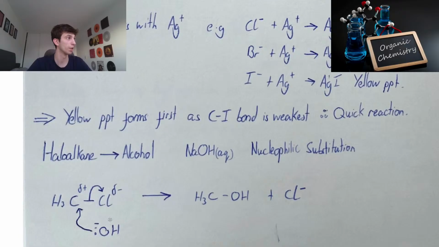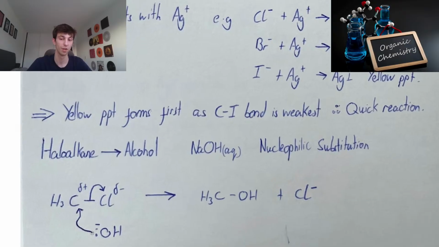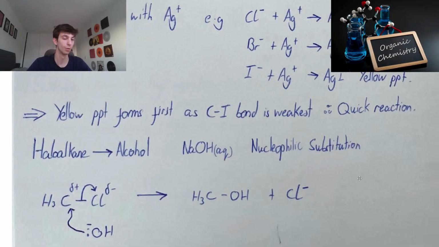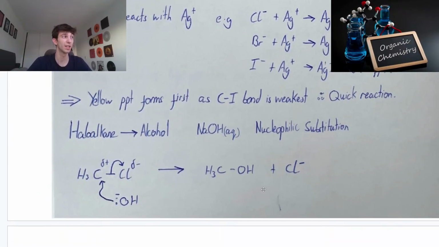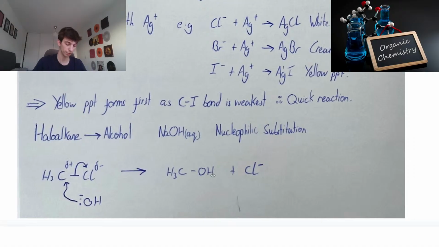Remember, with our carbon and our chlorine, chlorine will be more electronegative, so it's going to be delta negative or partially negative. That carbon will be partially positive. Our lone pair of electrons will attack that partially positive carbon, and we get heterolytic fission. Both of the electrons in that shared pair of electrons go to that chlorine atom. So we form our methanol and the chloride ion. Very simple mechanism. This is probably the easiest mechanism in the course. You got to know it.